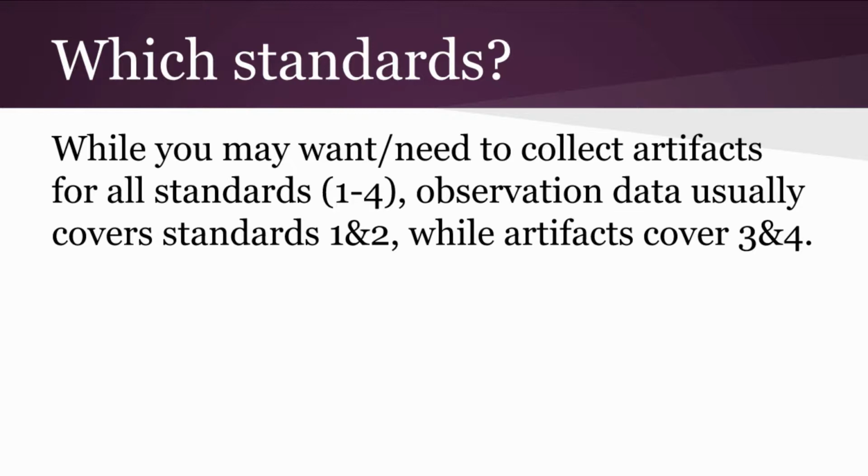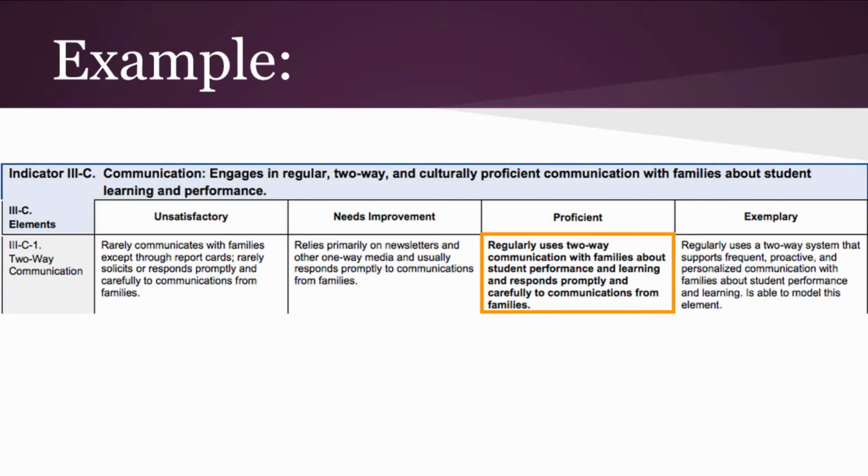And while you can collect artifacts for all the standards, 1 through 4, generally observations by administrators cover standards 1 and 2, and generally artifacts that you submit are for standards 3 and 4. So here's an example of an element that you may want to choose to focus on. This is for standard 3, indicator C, and element 1, which is two-way communication.